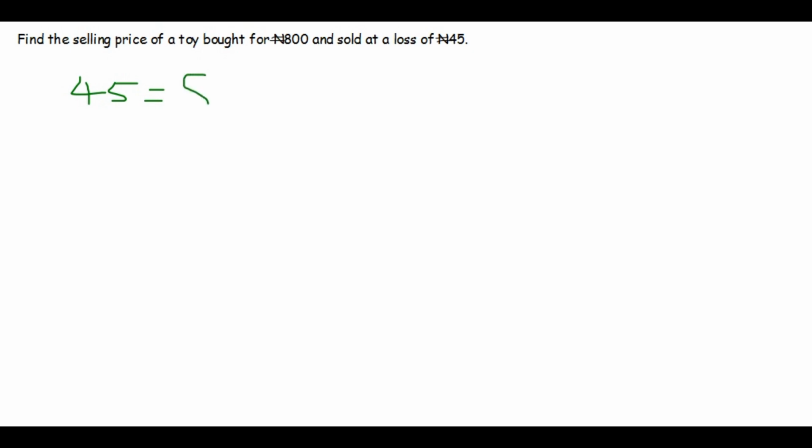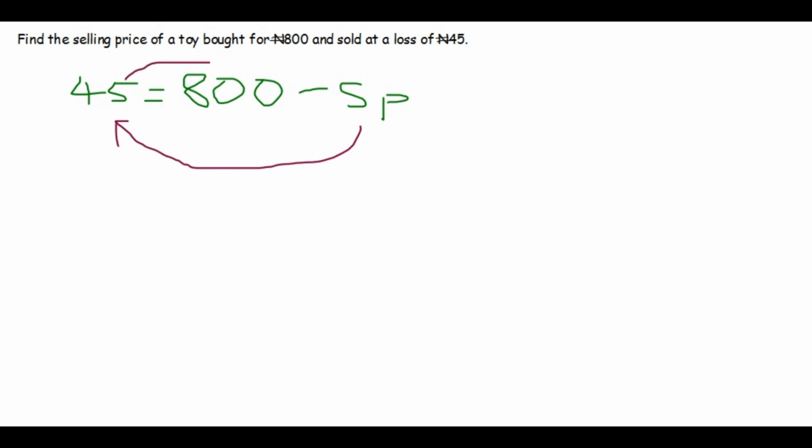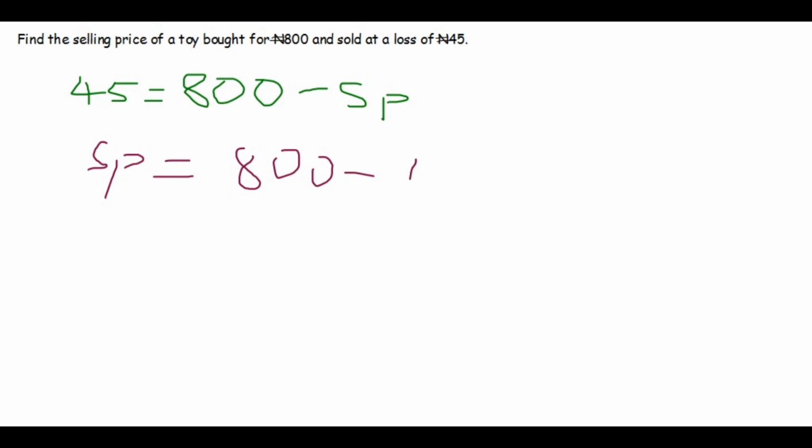45 is equal to 800 minus the selling price. So now we can move 45 to this side and move the selling price to the left hand side and 45 to the right hand side, so we can have positive values. So selling price is equal to 800 minus 45, and this is equal to 755 naira.